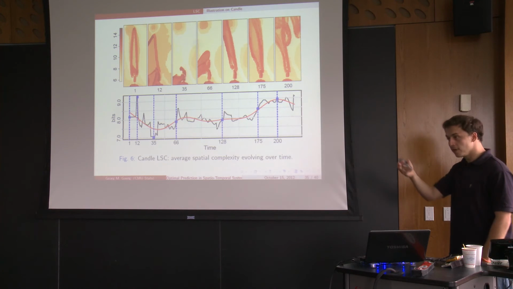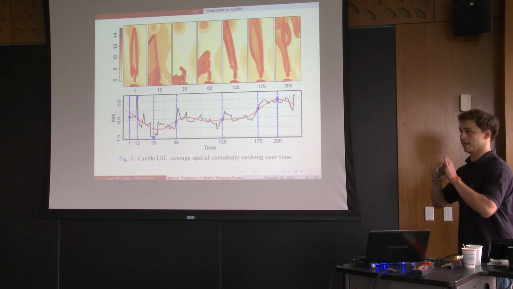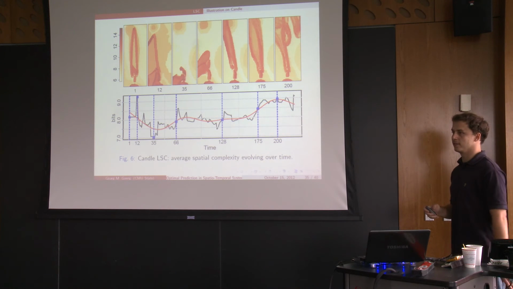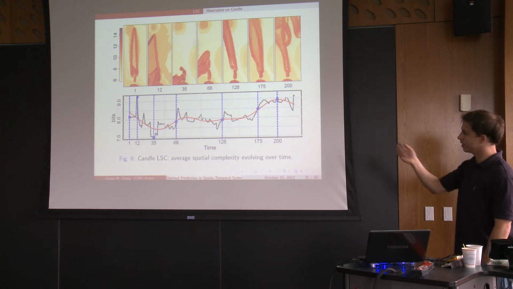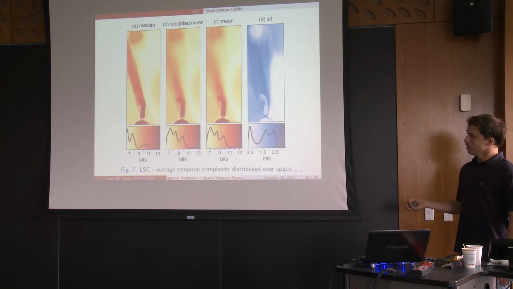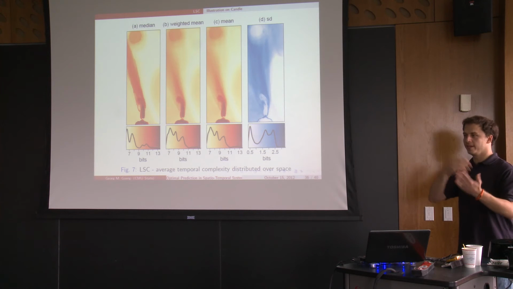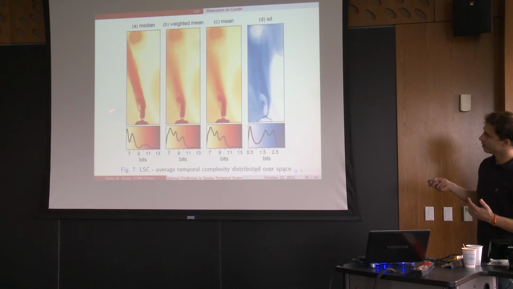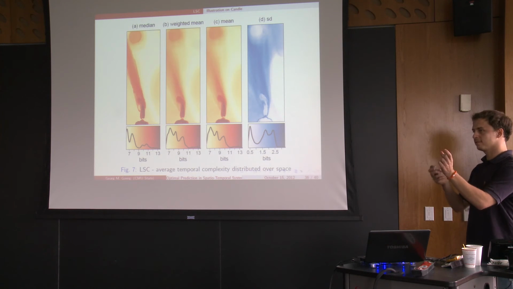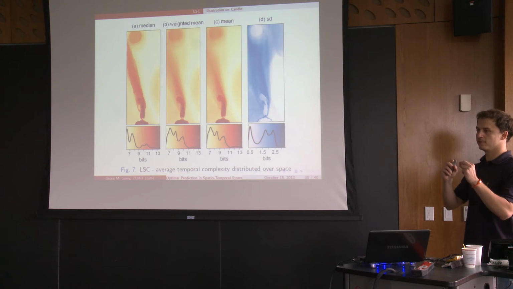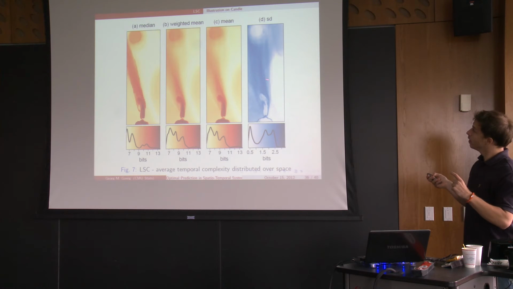So you can give me a video, you apply the method, and I give you a kind of summary statistic of what's happening in the video. What are the interesting parts? Then you can do an average over time to see what parts of space are interesting. Well, you can see the candle is interesting because, compared to background, it's only a small part of space. And like the mean, you have the smoke here.